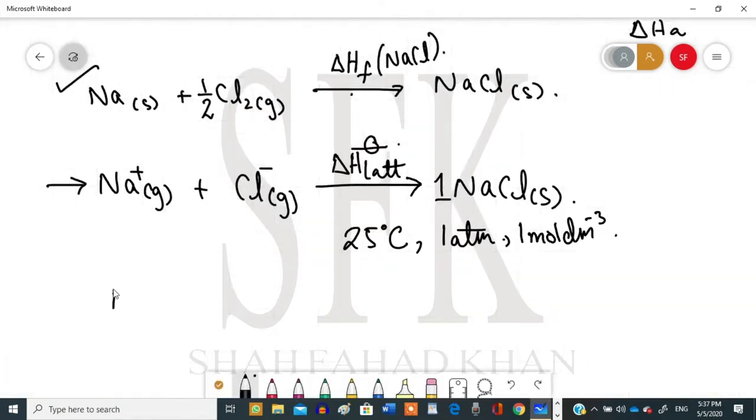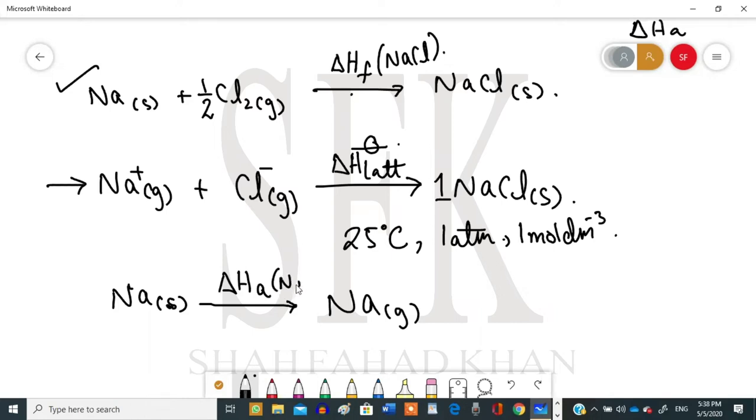Now, if I ask you, what's the standard state of sodium under standard conditions? You guys are going to answer me that it's a solid, right? If it's a solid, then if I heat it and form sodium gaseous atoms, what's going to be the enthalpy change of this reaction? Is it going to be the enthalpy change of atomization of sodium? Because I'm getting 1 mole of gaseous sodium atoms from its element in its standard state. This is enthalpy change of atomization of sodium.